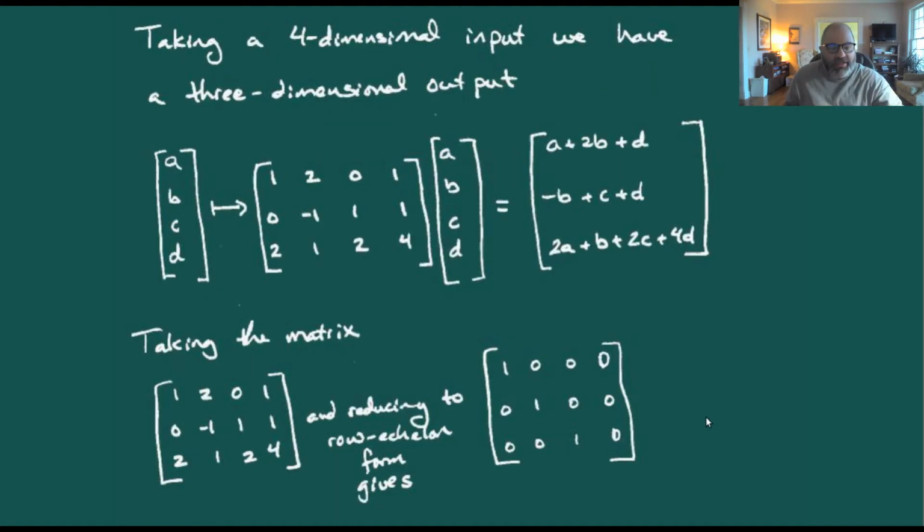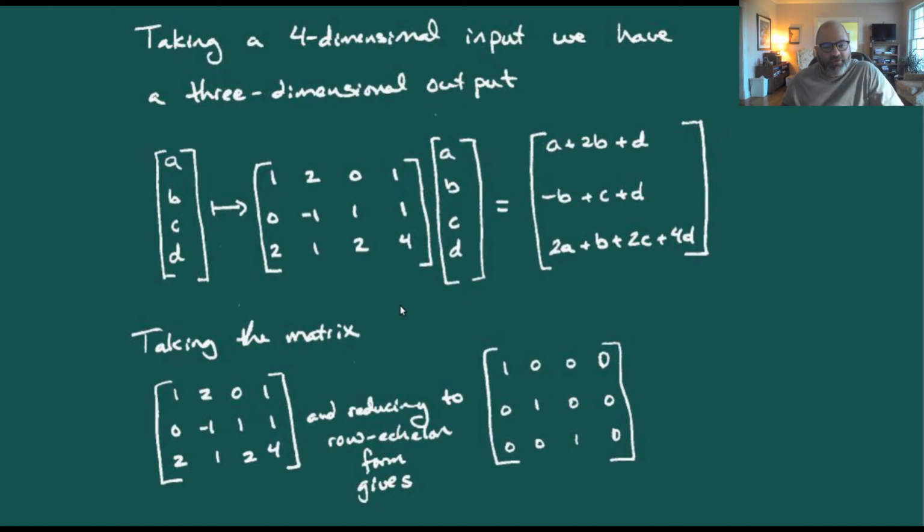We can take this a, b, c, and d as a four-dimensional input, and if we multiply by the matrix of these coefficients, 1, 2, 0, 1; 0, -1, 1, 1; 2, 1, 2, 4, times this vector a, b, c, d, it gives us the coefficients that we would have for our t squared, our t, and our constant.